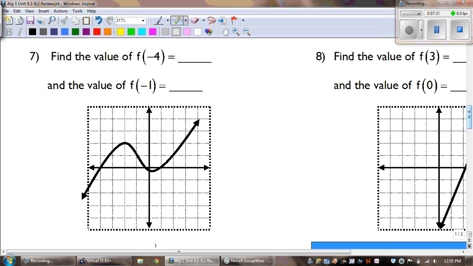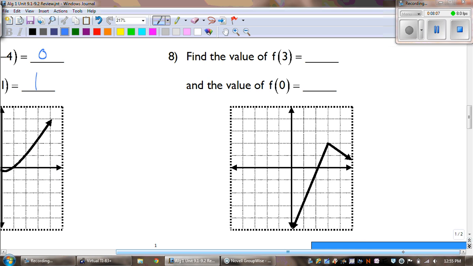Says find the value of f of -4. So that means I have to find where -1, -2, -3, -4 is. What is my x value for that, or my y value? At -4, it equals 0. Okay, and then our next one was at -1, and at -1, we're at, well, what number is that? 1. Okay, so for number 8, I want you guys to do it on your own. Pause the video, and good luck.